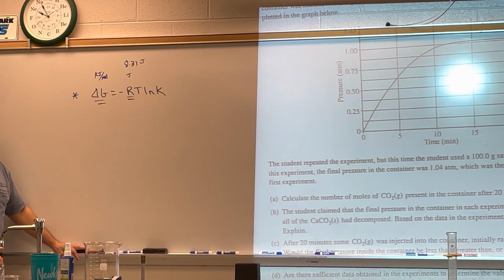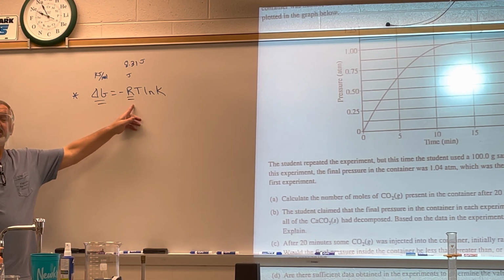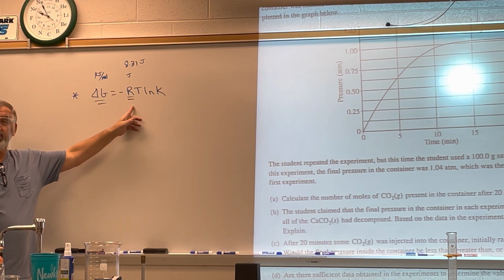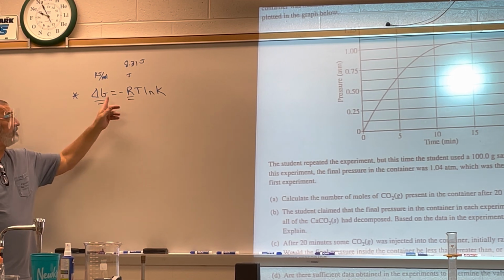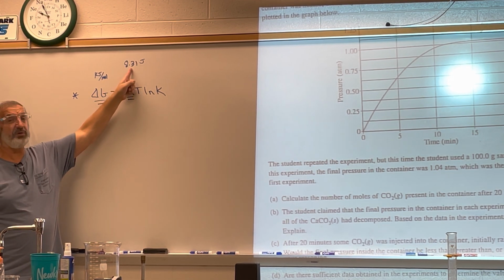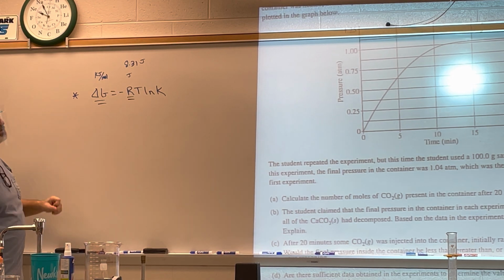It's kind of like the same thing when we did delta G equals delta H minus T delta S. Delta H was in kilojoules, delta S is in joules. R is always given on your equation sheet. This value is given. So whenever you have thermodynamics, you're going to use the 8.31. It's the same ideal gas law constant. You're just going to use 8.31. Okay?